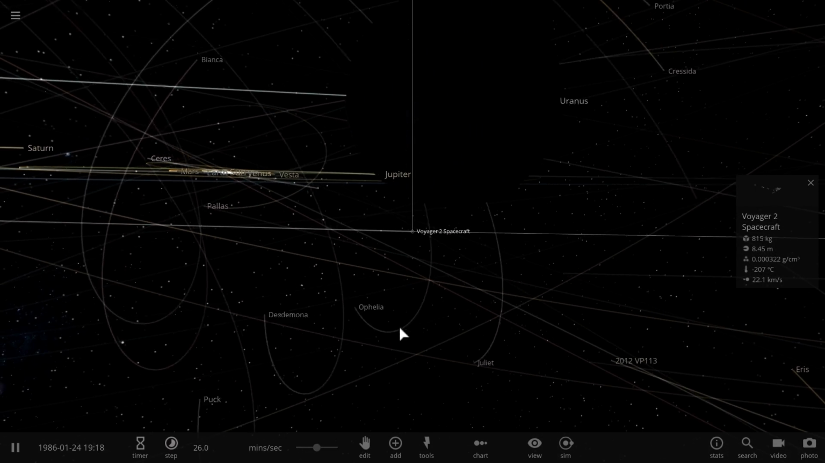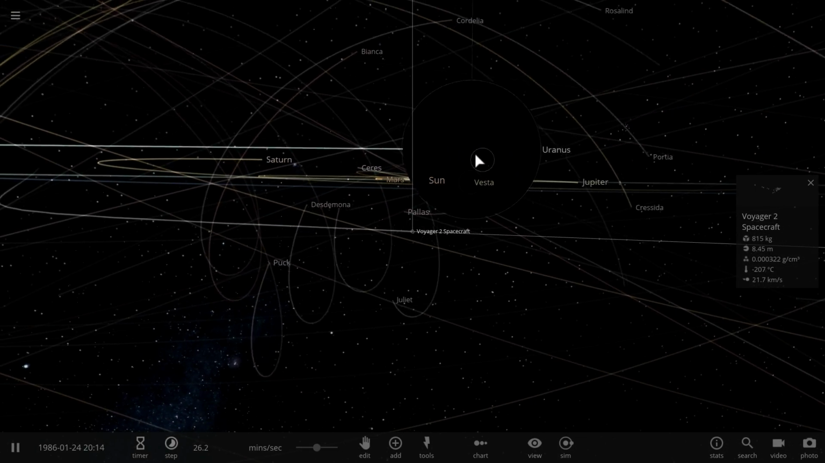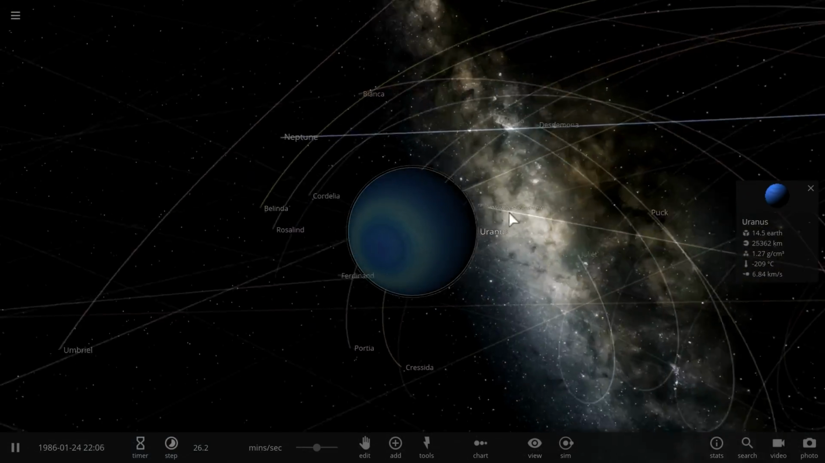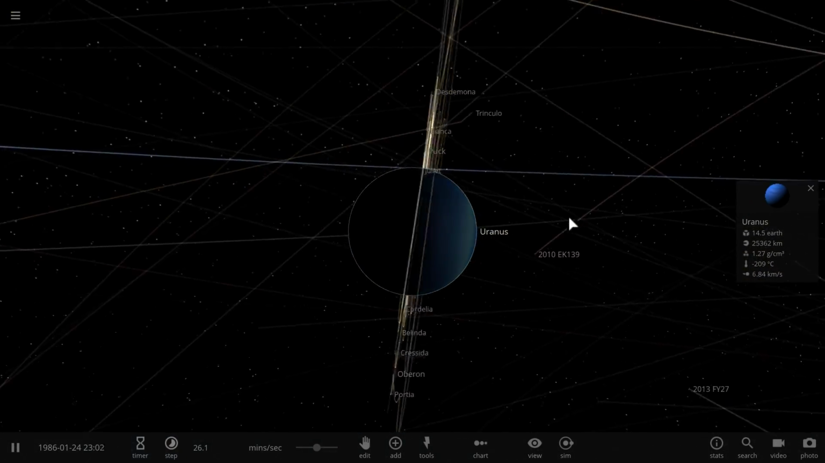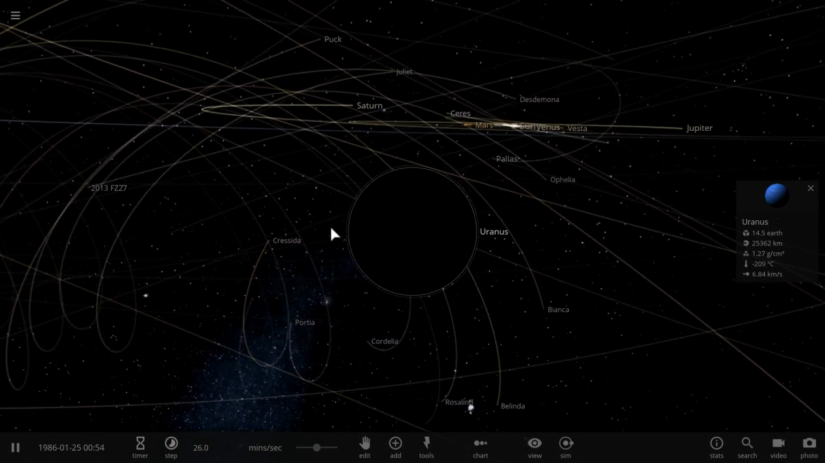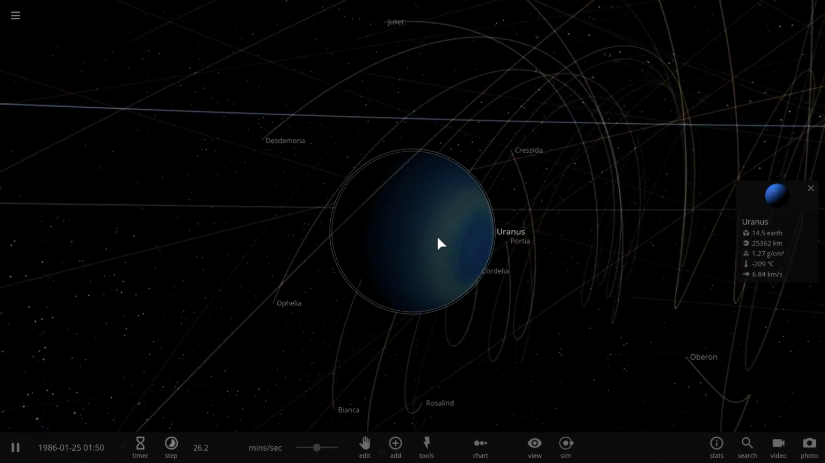Ever since then, we had to use Hubble telescope to study Uranus and try to discover as much about it as we can, because it has a lot of weird stuff going on here, including the fact that it's actually orbiting on its side. You can see the moons are actually sideways, and so is the rotation of the planet.